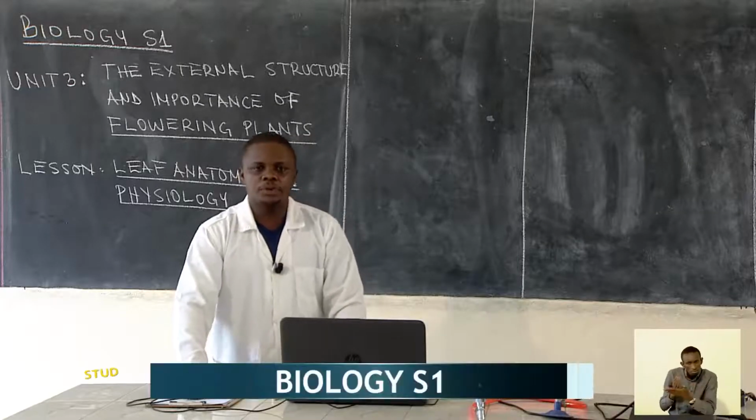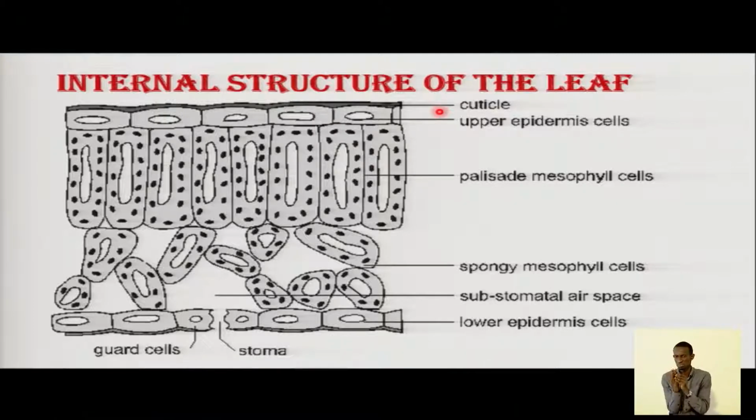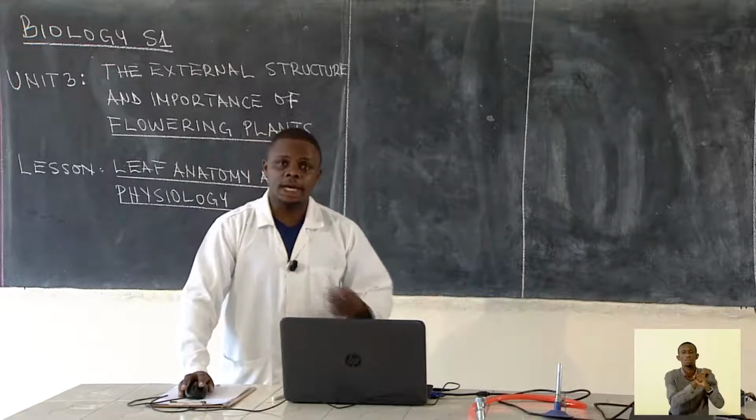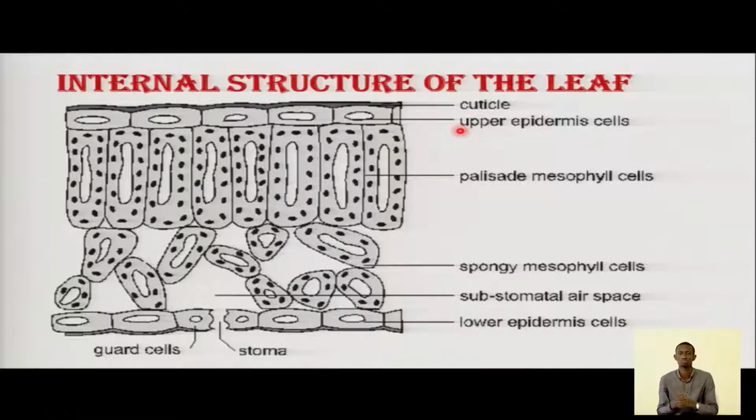As you can see, we have what we call cuticle. Cuticle is very thick, and its function is to prevent excessive loss of water from the plant. Then in this internal part of the leaf, we can see there is an upper epidermis. That means this is the upper epidermis which has cells. These are the cells that make the upper epidermis. And the function of the upper epidermis is to protect the internal cells of the leaf.